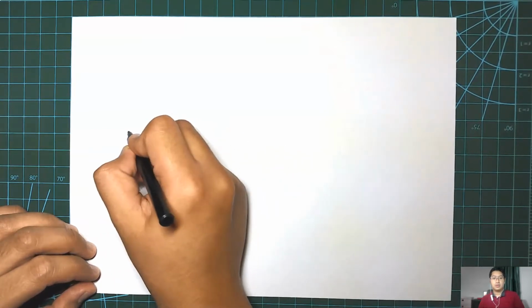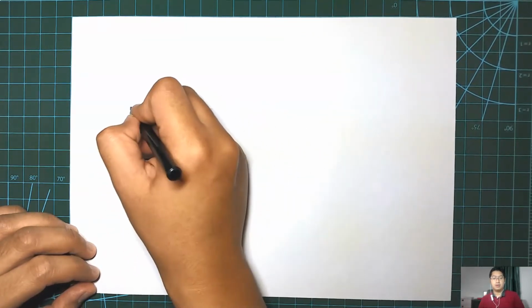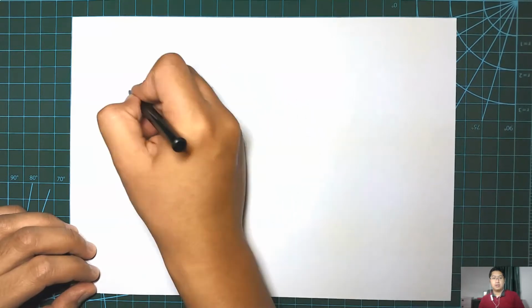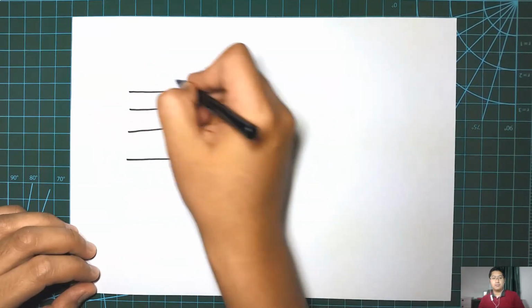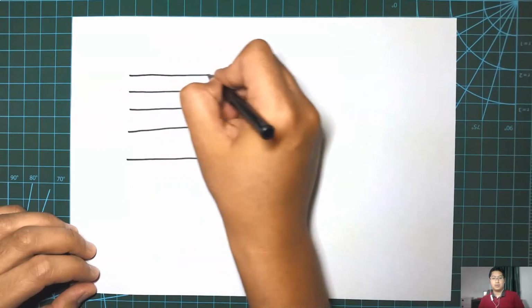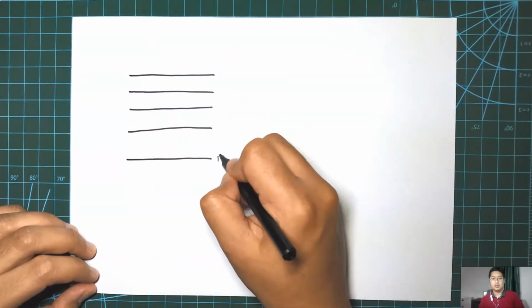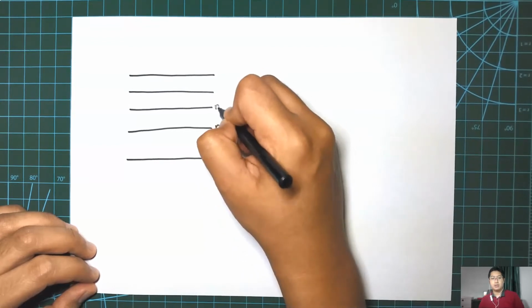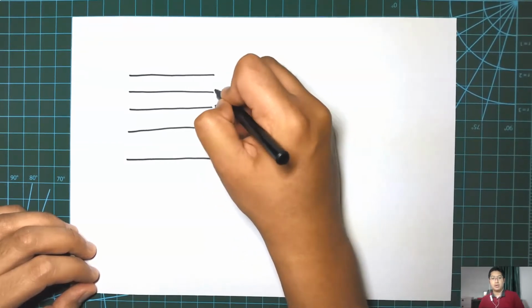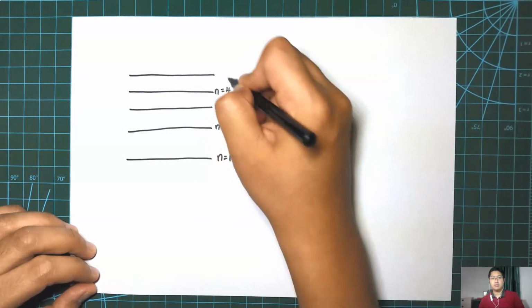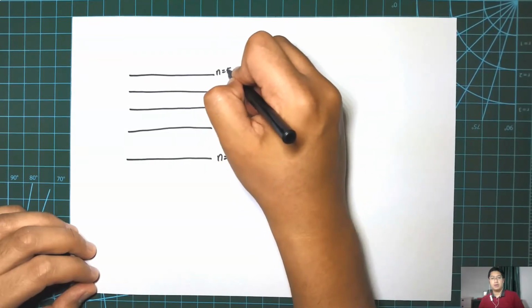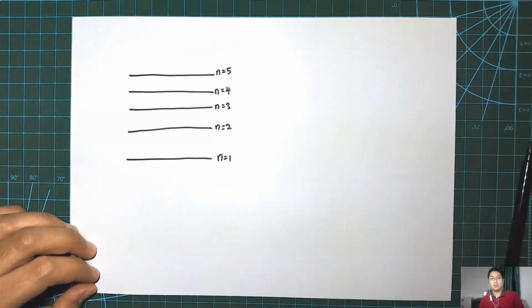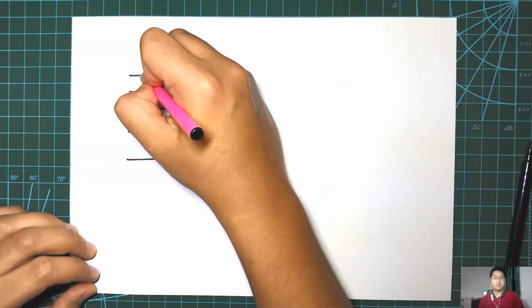This is the energy level or the orbit of the atom. We can also say it is a state, energy state, energy level, or the orbit. They are the same thing. So n1, n2, n3, n4, n5, and so on. n1 is actually the ground state.